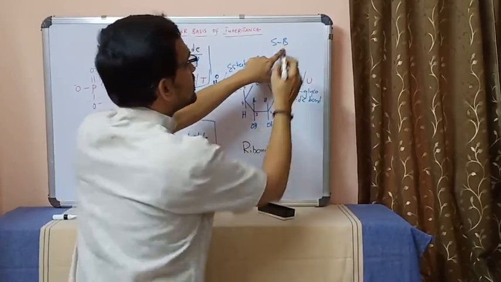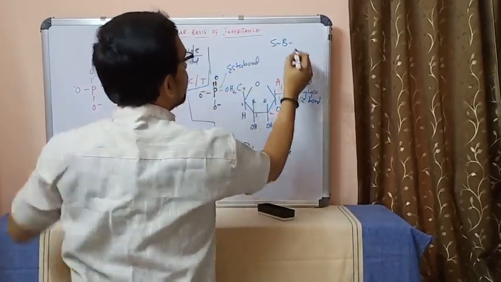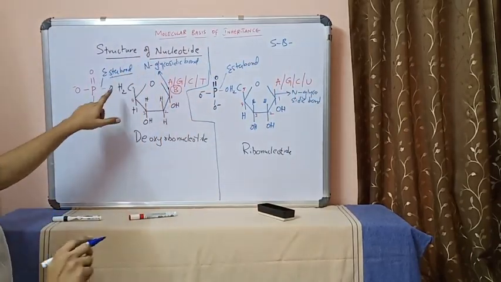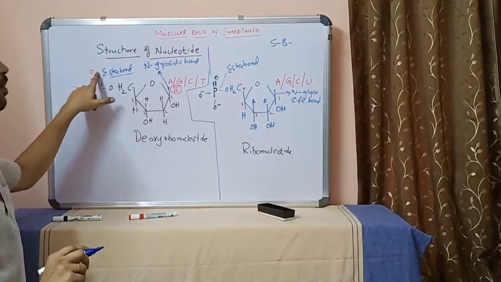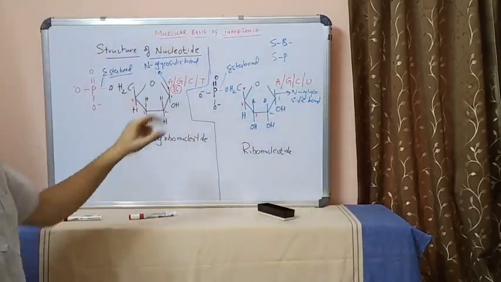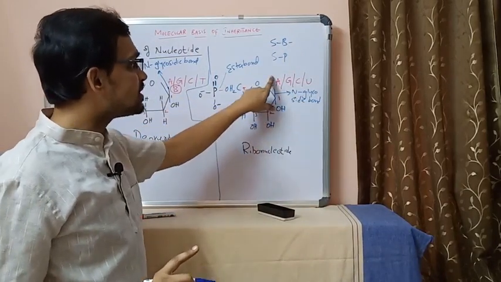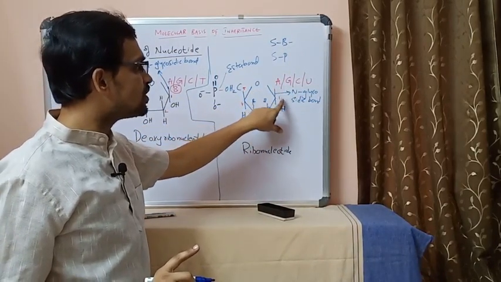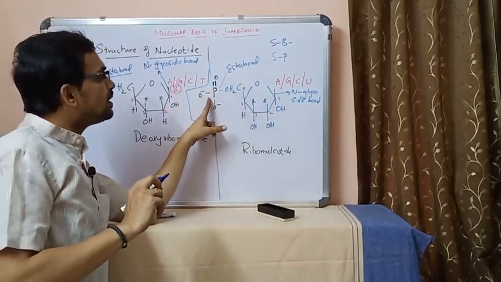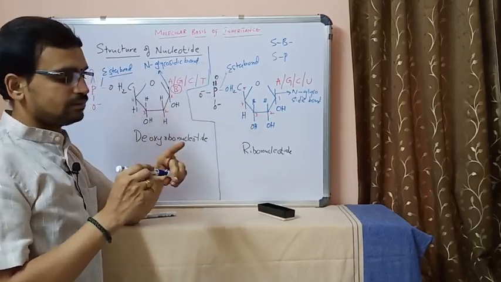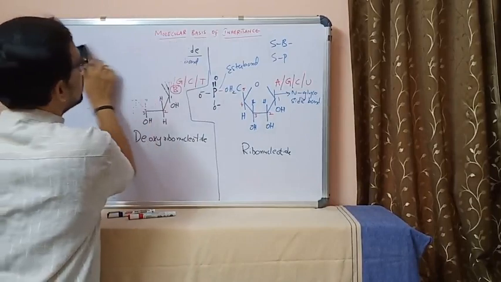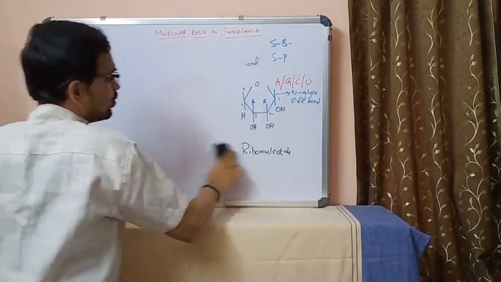Sugar and base are linked by an N-glycosidic bond. Here also the same, sugar and base linked with an N-glycosidic bond. Sugar and phosphate, ester bond. Same here, sugar and phosphate, ester bond. And sugar is linked with base with the help of an N-glycosidic bond at the 1st position, and at the 5th position, phosphate is linked with an ester bond. We will learn the names of nucleosides and nucleotides now.